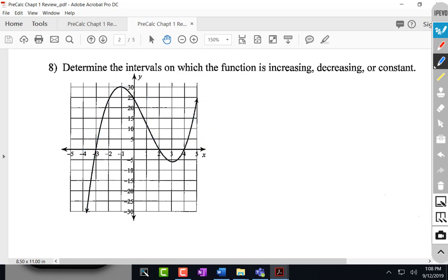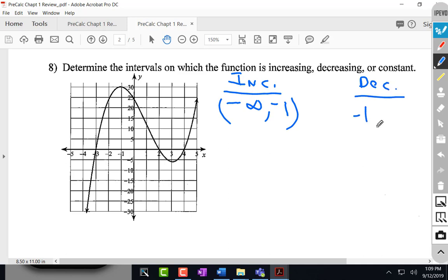When I write this, I'm going to go from -infinity to -1, and that is where it is increasing. Then it starts decreasing, and it goes from -1 to 3. Then it starts increasing again, so I'm going to use this little union symbol, and it increases from 3 to infinity.